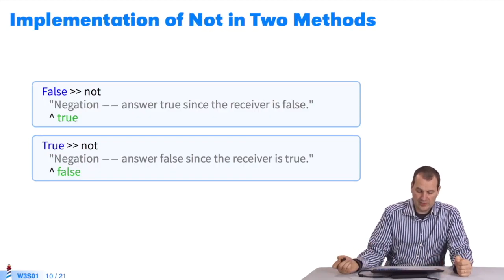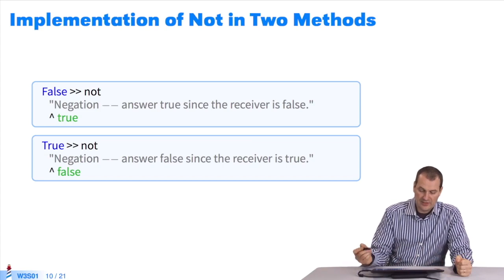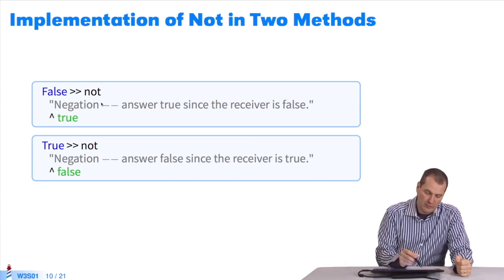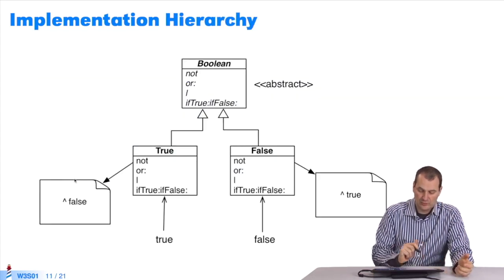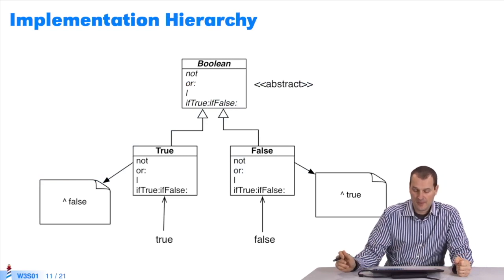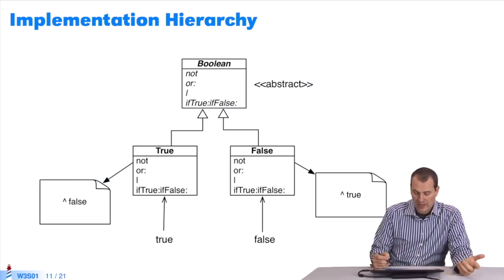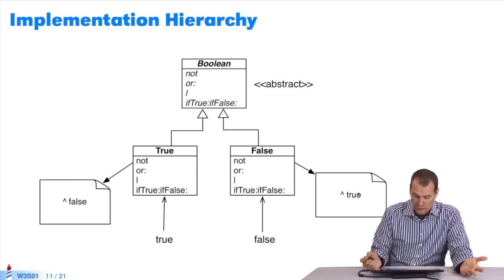We will implement it like this. It means I implement the method NOT in the class False. In this case, it will return true. I implement the method NOT in the class True, it will return false. In a diagram, it looks like this. You can see this solution doesn't have any explicit conditions. I don't use any if in this case.